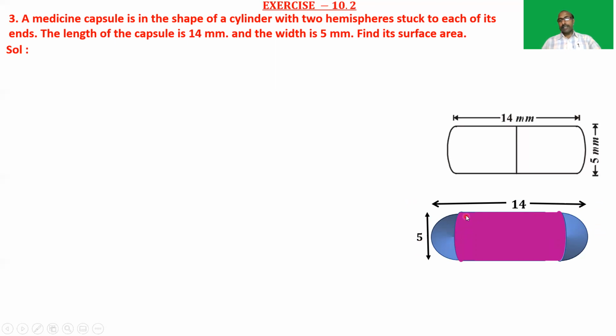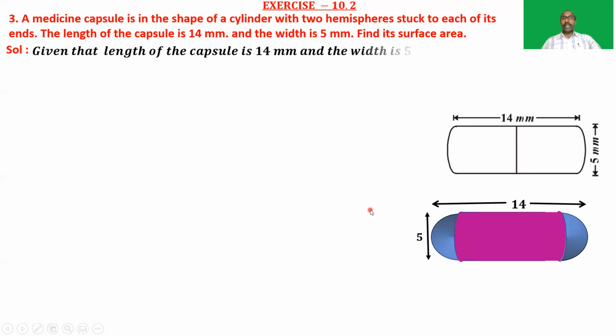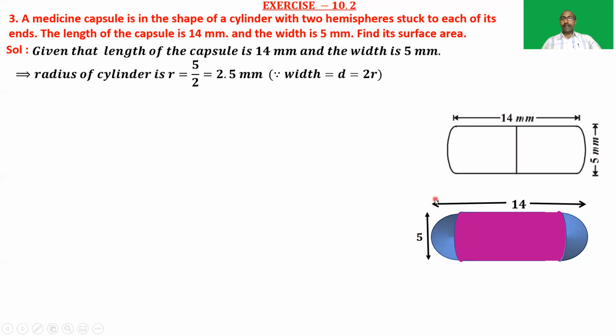of the capsule is 5 millimeters, and this 5 millimeters is the diameter of the hemisphere as well as the diameter of the cylinder. Okay, so it's given that the length of the capsule is 14 millimeters and the width is 5 millimeters. And from this we can write the radius of the cylinder is half of the diameter, that is 5 by 2, which is equal to 2.5 millimeters, because here the width is the diameter, that is twice the radius.